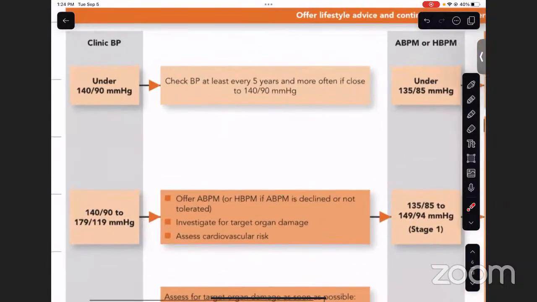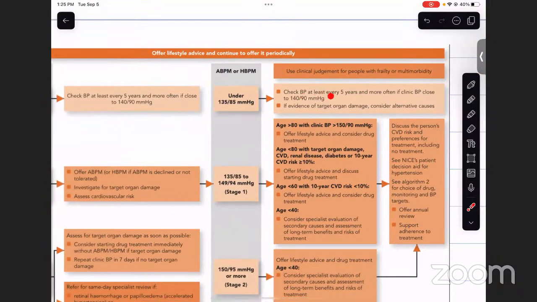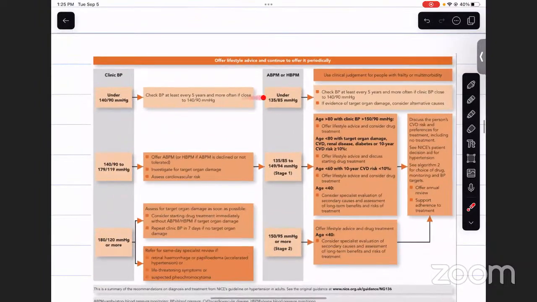Here, if clinical blood pressure is less than 140/90, it is not a diagnosis of hypertension. So check blood pressure every 5 years. Okay. And if ambulatory or home blood pressure monitoring shows less than 135/85, we also need to check blood pressure every 5 years or more often. That means this is not the diagnosis of hypertension.